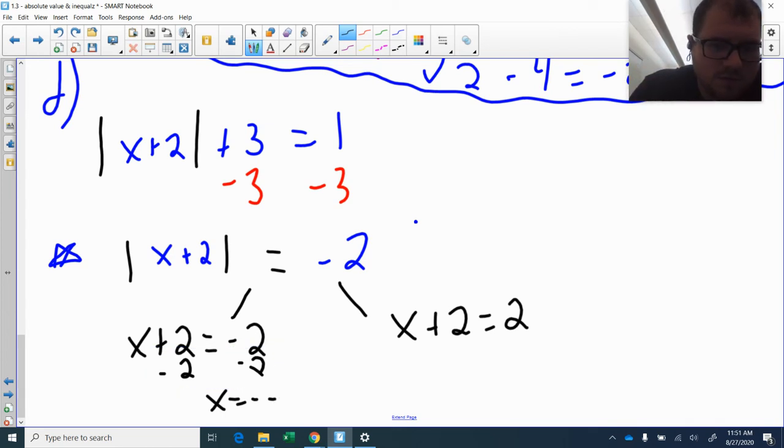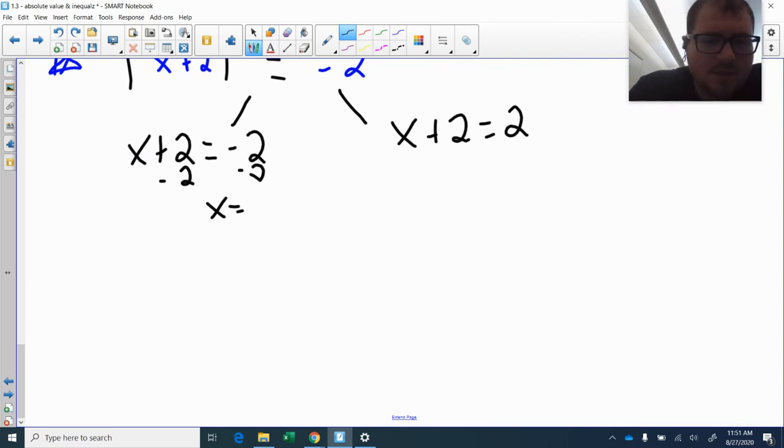Let me clean that up. Running out a little bit of room down here. Got to give myself a little bit more room. This is going to come out to be, so we're going to subtract the 2. This is going to be x equals -4.